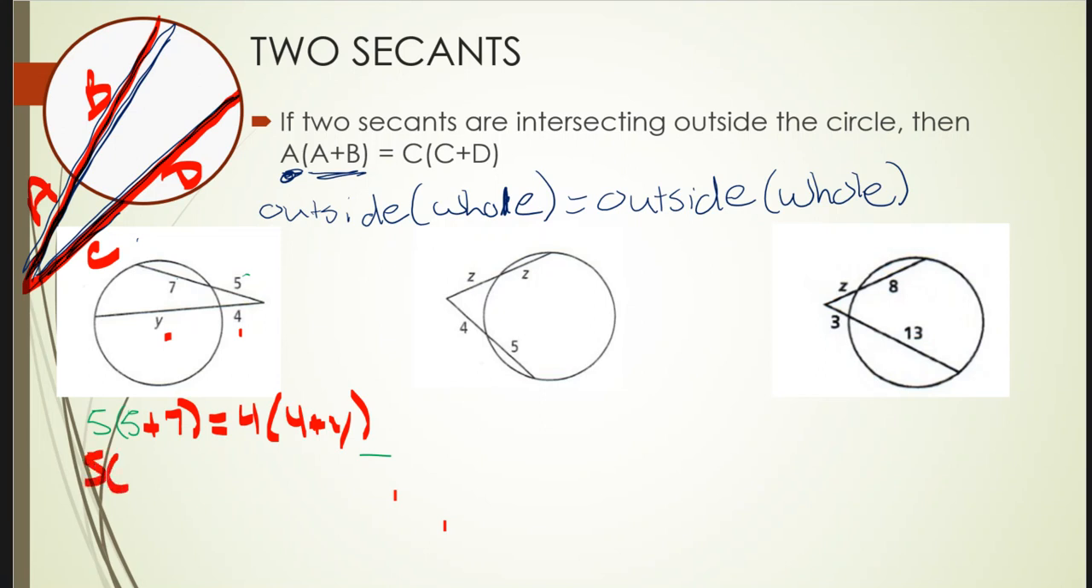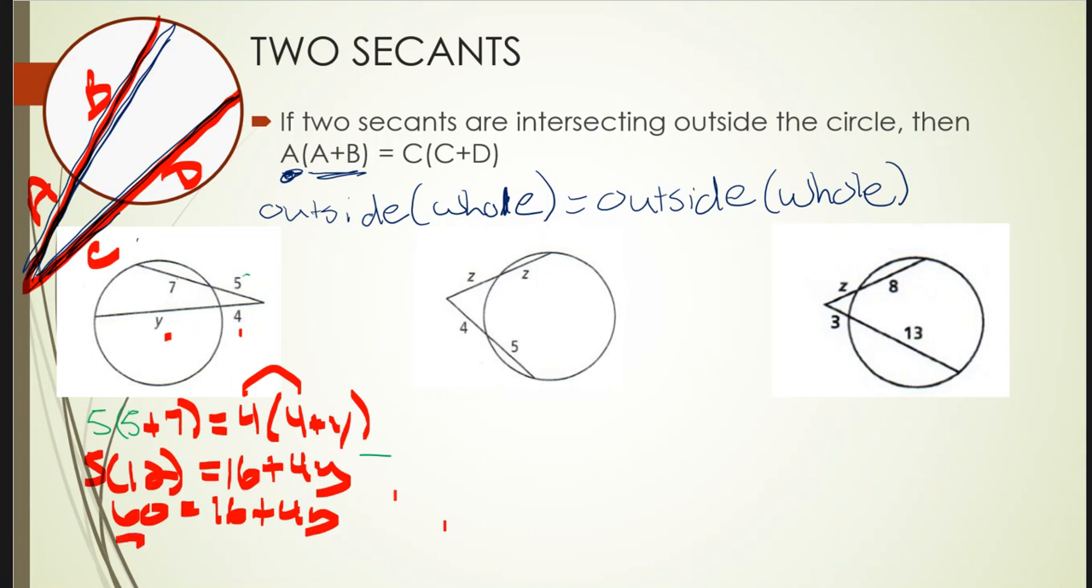It'll be 5 times 12 equals, this you would distribute. You would have 16 plus 4y. 60 equals... I'm about to write 40, 34 is 44. 44. And you end up with y equals, I don't know why I wrote a b, sorry. Y equals 11.